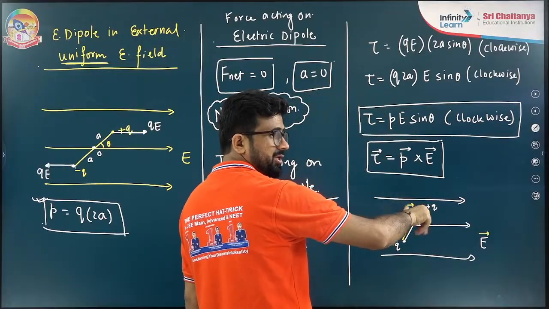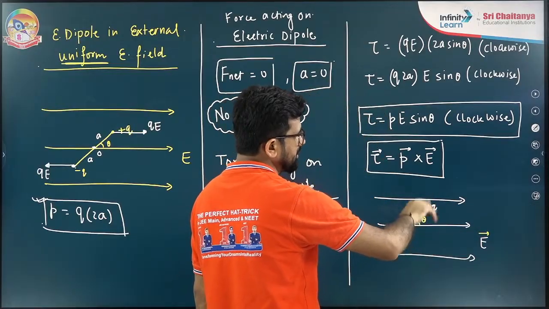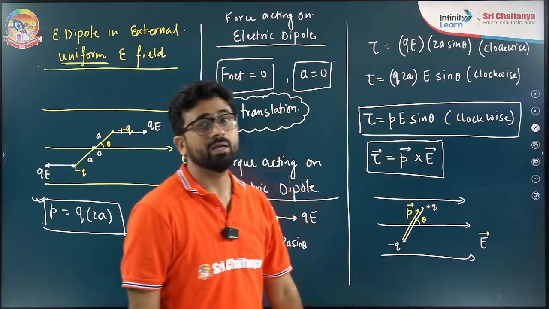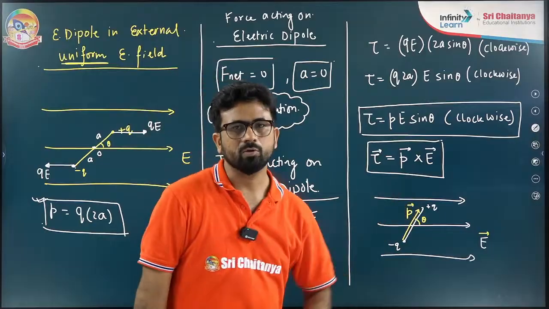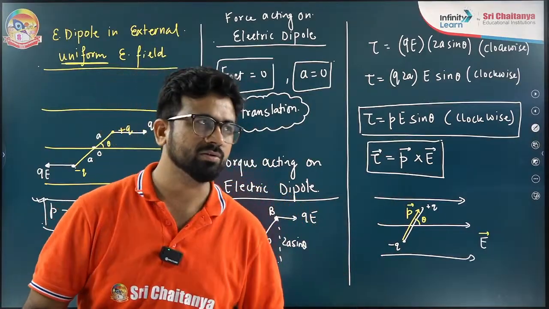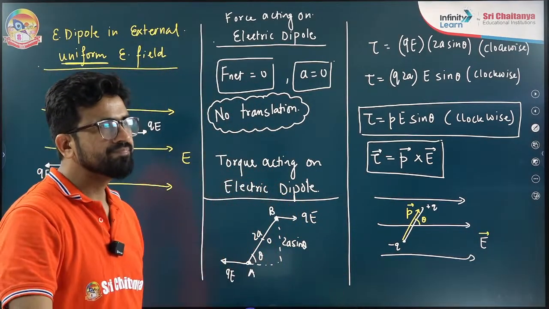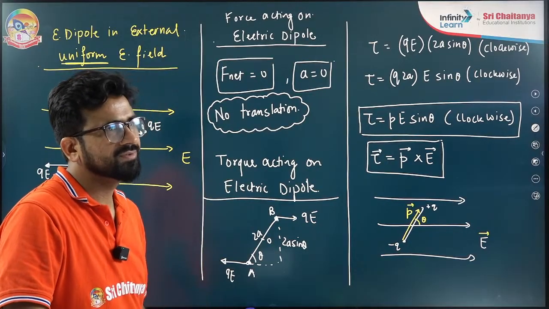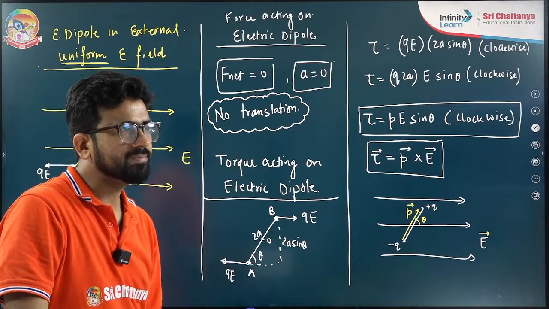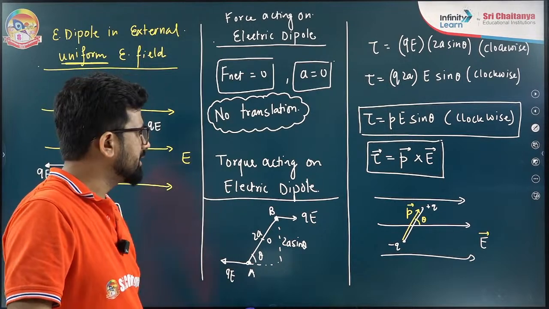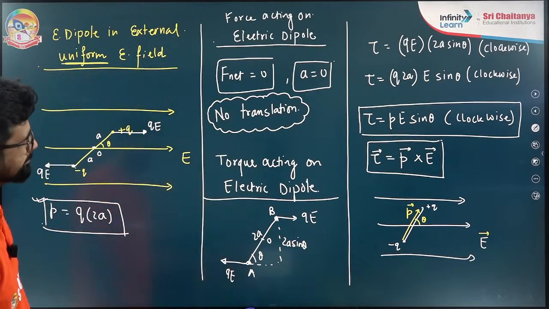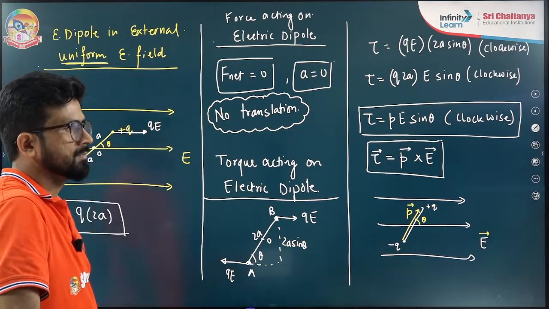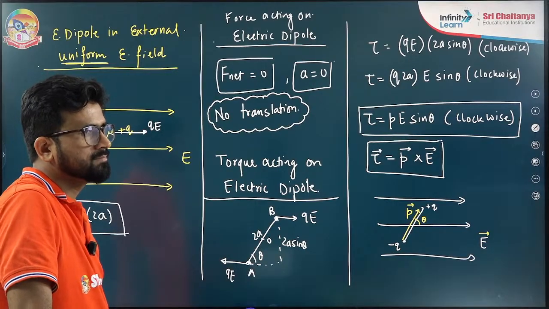So P cross E, that is the clockwise. That's why I have written P cross E, not E cross P. So torque is equal to P cross E. This is the torque acting on this dipole. Is it clear to everyone, beta? RJ, Manish, Shanthu and other persons, please reply. Is it clear to everyone?